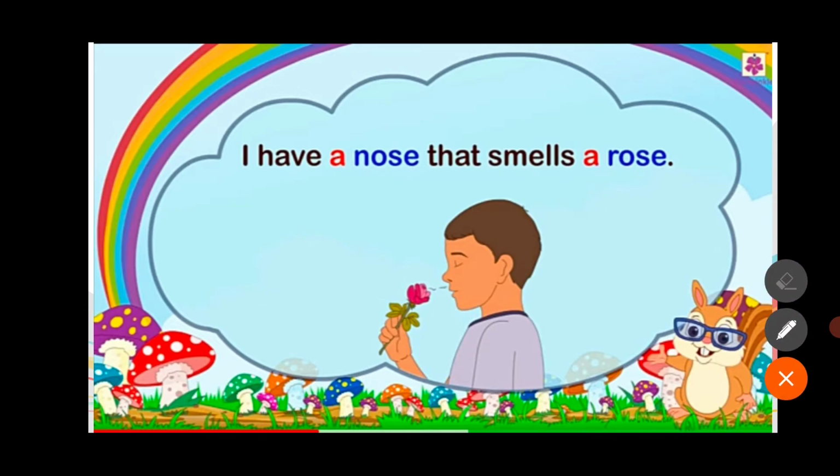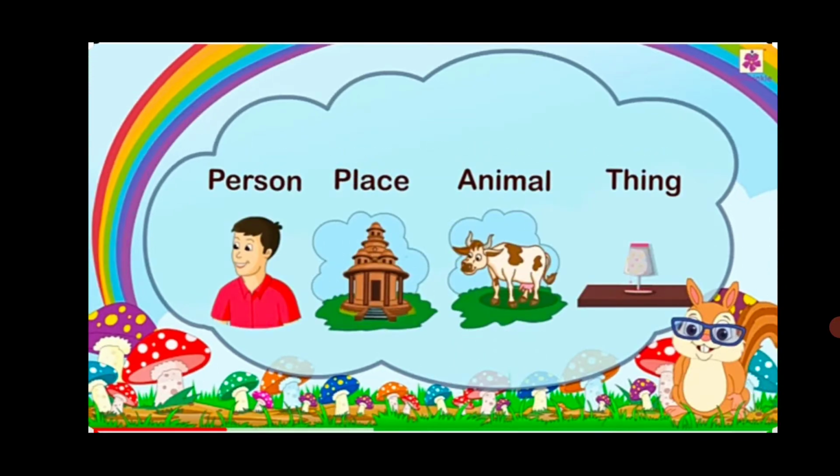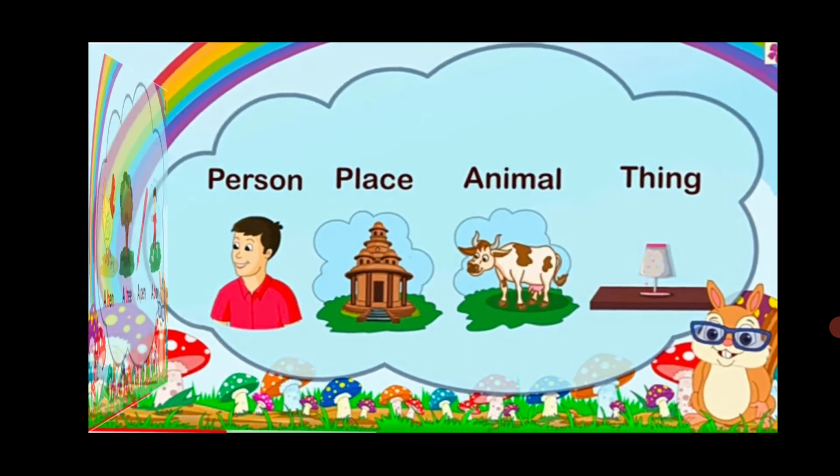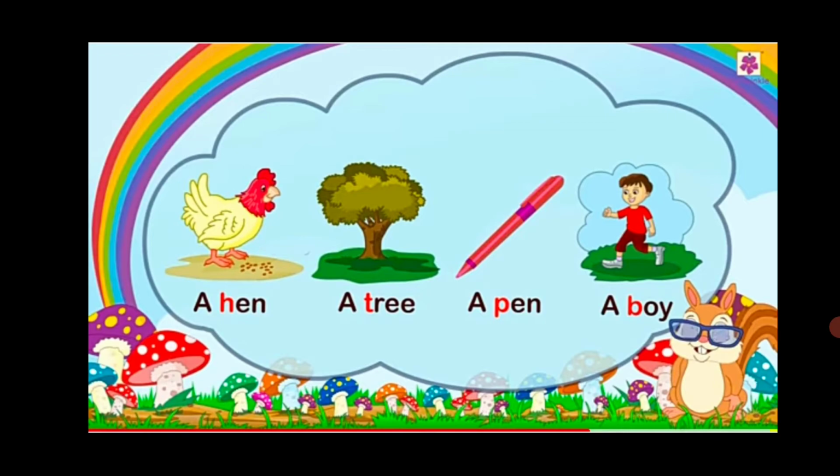See, children, now we use a or an before the names of persons, places, animals and things. For example, we will see a hen, a tree, a pen, a boy. See, children, here only singular words are there. So with the singular word we used here a.